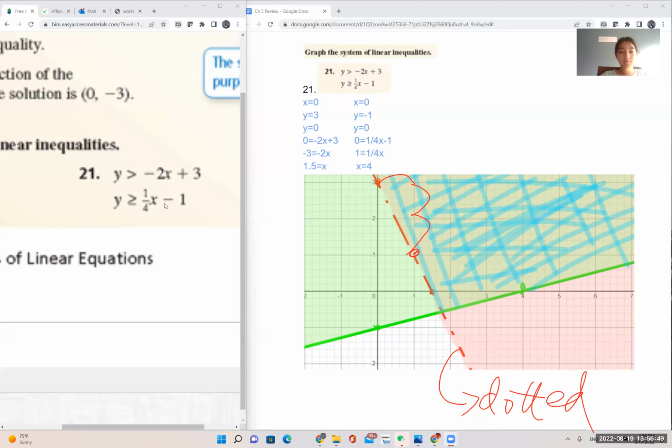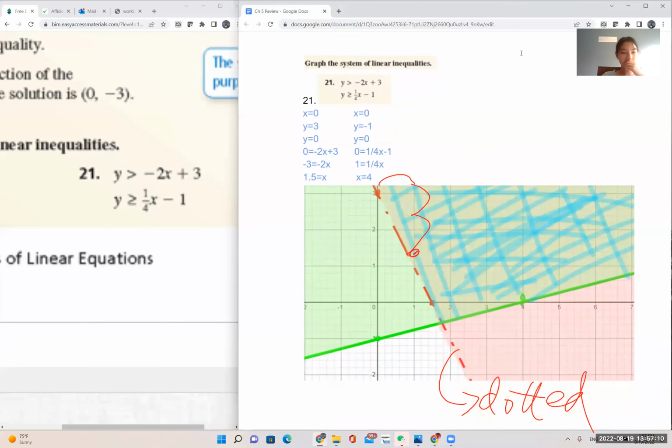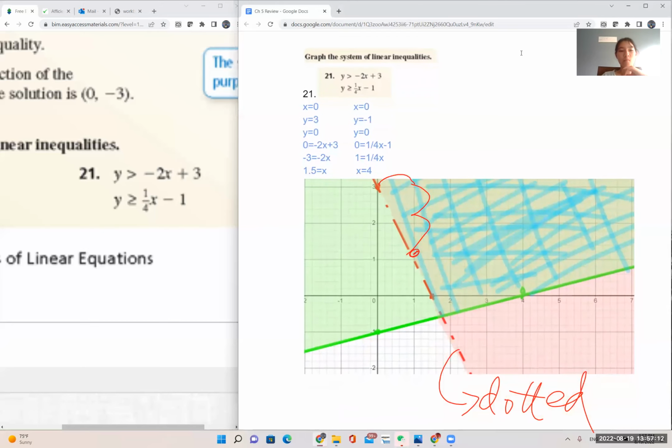Okay, then let's say this y greater than. The y-intercept is -1. You know, it's a nice point. Then how about another point? When y is 0, x is 4. This time both are good. And there is equal to, so use a solid line.